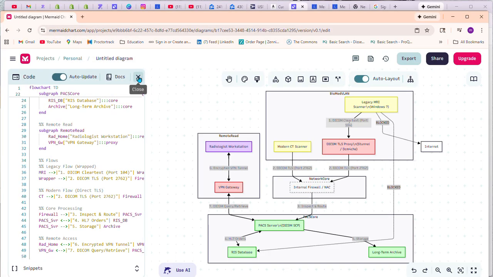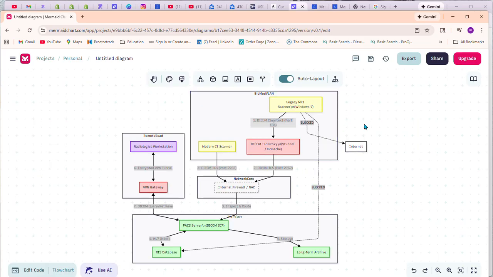Good. And this one we can actually close this to discuss the project, and we see how it is displayed on the screen is more preferable than the first one, but you have to pay for this one. You have to subscribe. So you can see the biomedical van, it has improved it. Legacy MR, it has put this one in one internet container, and it went further to the DICOM TLS before going to the internet firewall NAC of the network core, and they have the DICOM TLS port. So it went further to give, it talks about a remote area with radiologist workstation, and then it gives us the DICOM again and the inspect and route.